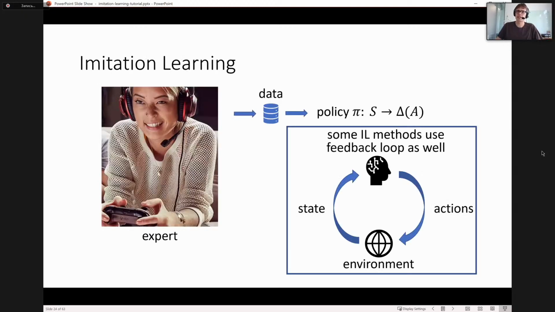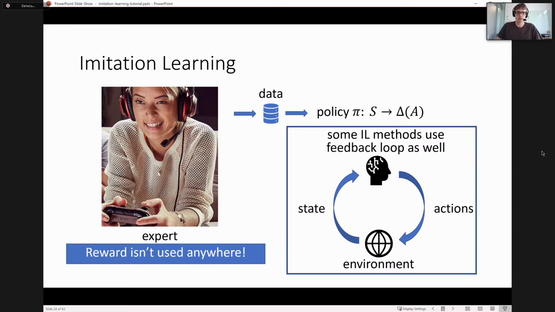So let's go back to the general architecture of imitation learning. The expert is playing Minecraft, the expert is providing a data set. My goal is to turn that data set into a policy, which is a mapping from states to distributions over actions. And in that method, I am going to use the feedback loop. So I'm going to have this interaction between the environment and the agent, sending actions to the environment and getting states from the environment. Reward isn't used. I will be using intrinsic reward, but I'm not going to be using the extrinsic reward, the thing that the expert is maximizing.